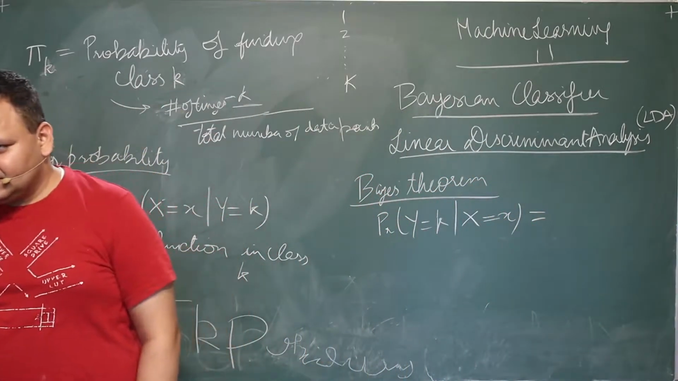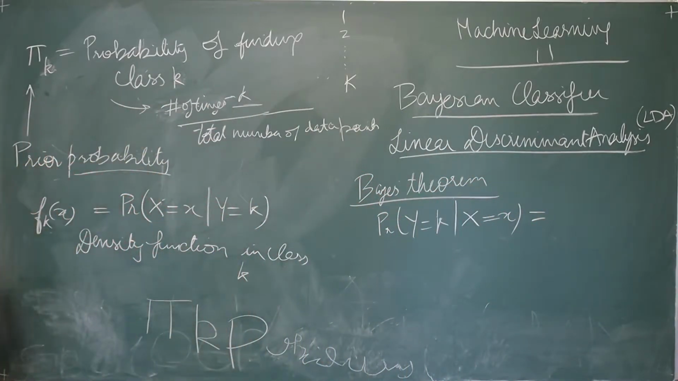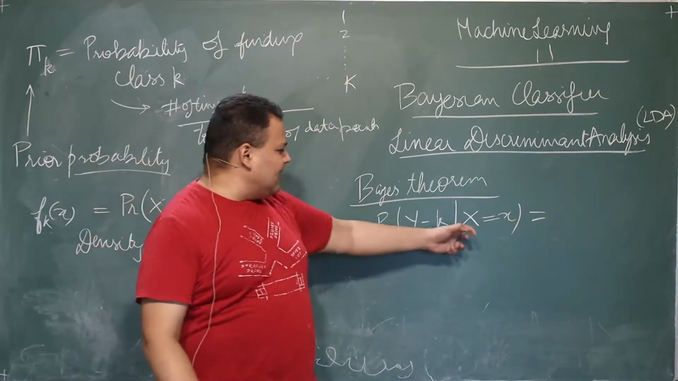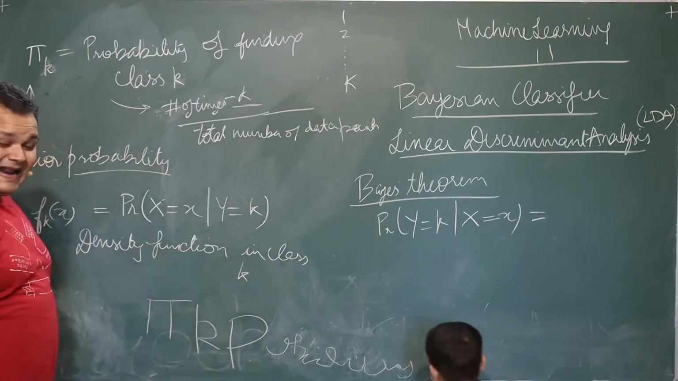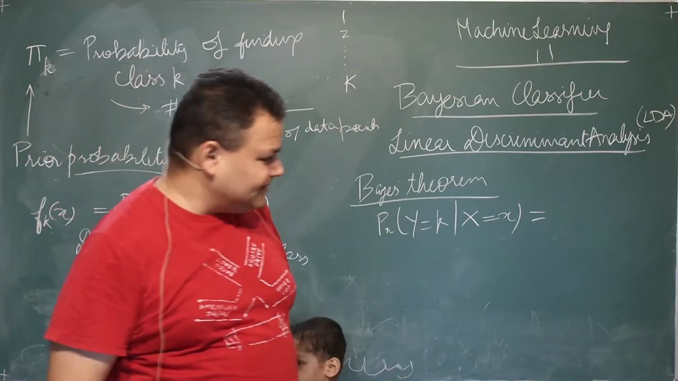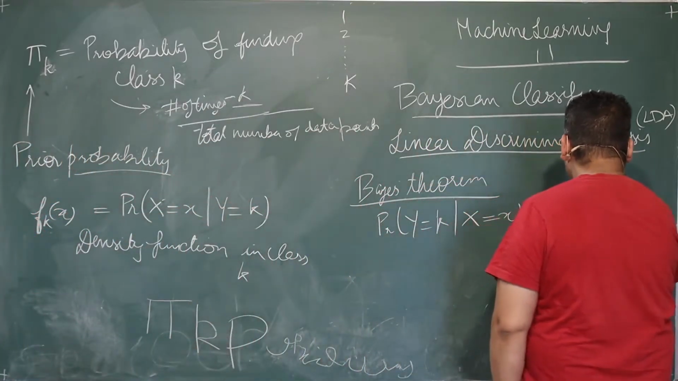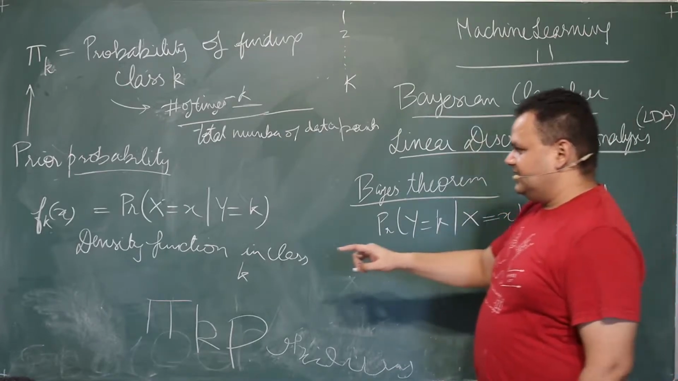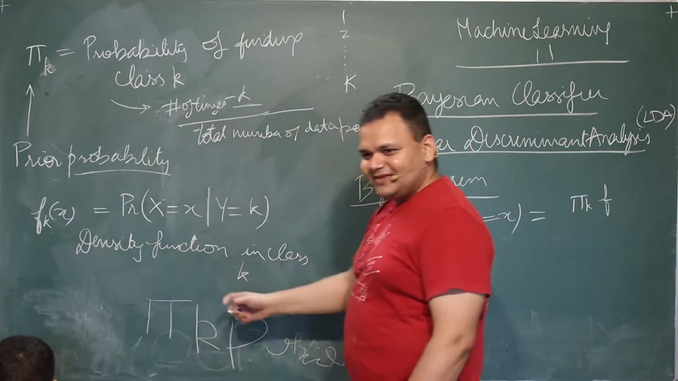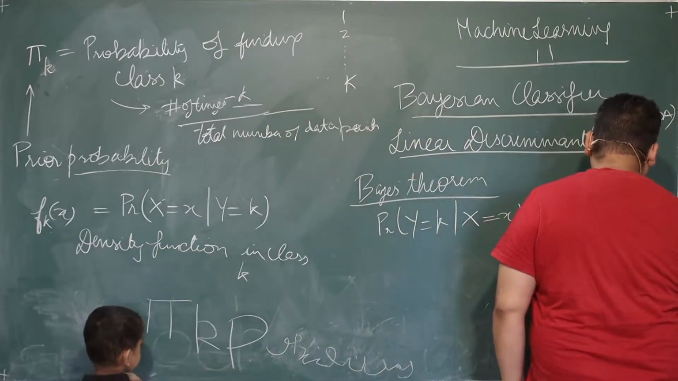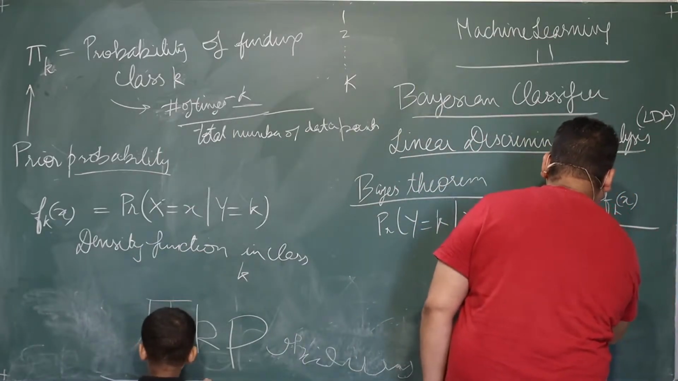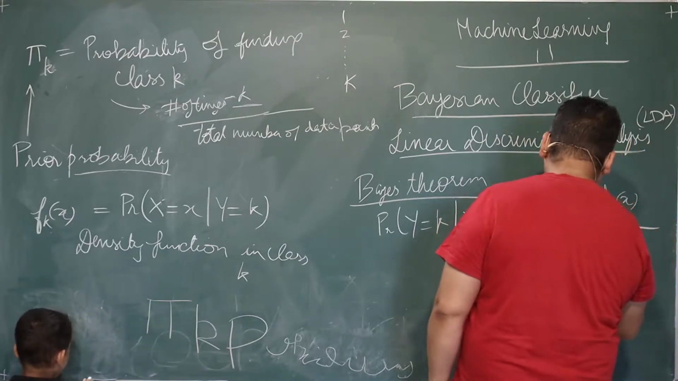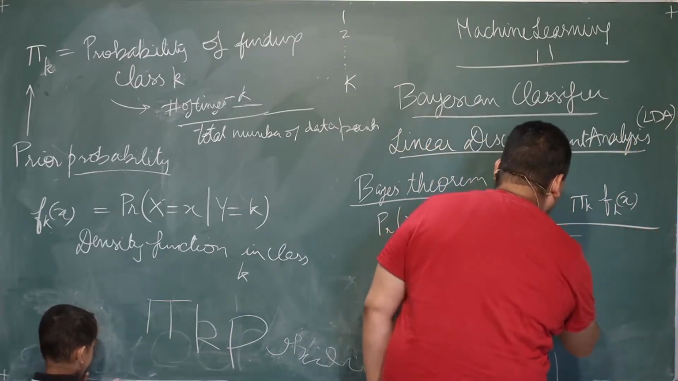Sir, is this the Bayes formula? Yes, using the Bayes formula that we studied earlier, apply it here. So it will be pi k into the probability of x equal to x given this one, f k x. Good. Divided by the probability of x, which can be given by what?